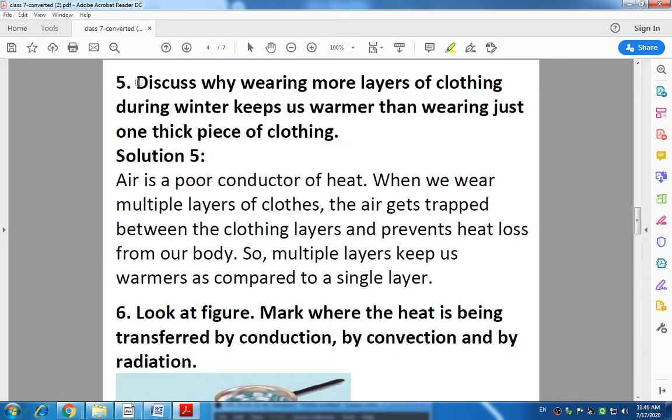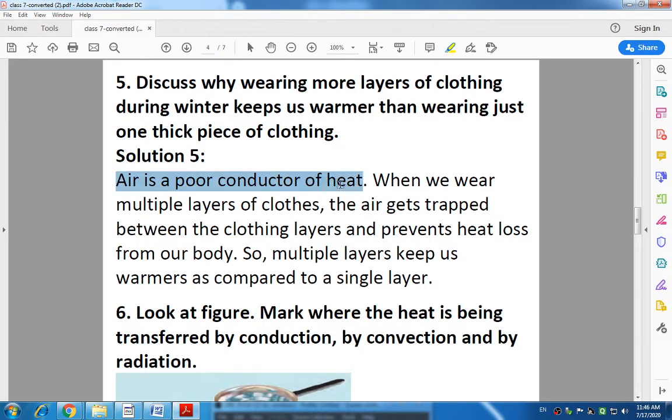Now question number 5: discuss why wearing more layers of clothing during winter keeps us warmer than wearing just one thick piece of clothing. As we know, multiple layers means if any object is in more amount, it shows more energy or more capacity. The same is happening here. If you are wearing multiple layers of clothes, those clothes keep us warmer than a single layer. See the answer.